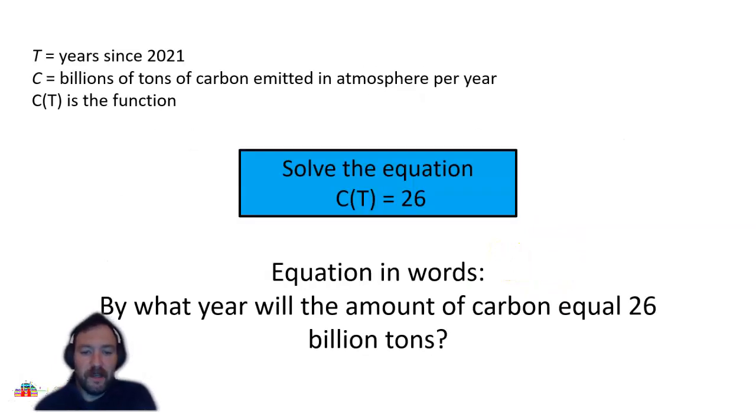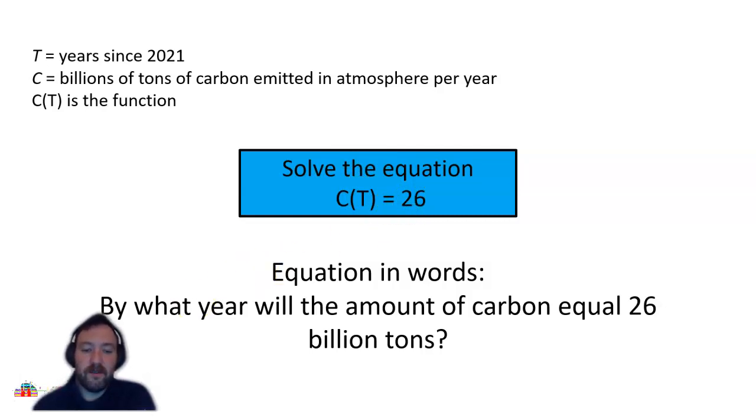Here's another example. We have the variables T is the years since 2021, so T is time. C is the billions of tons of carbon emitted in the atmosphere per year. And C of T is a function here. If you care about climate science, you might be thinking about solving the equation C of T equals 26.